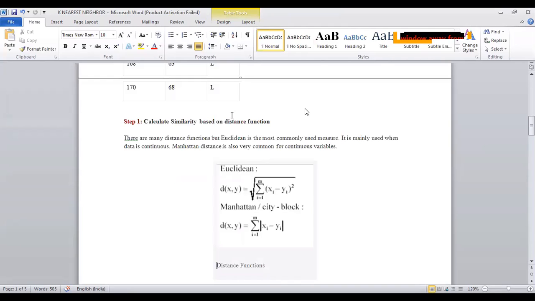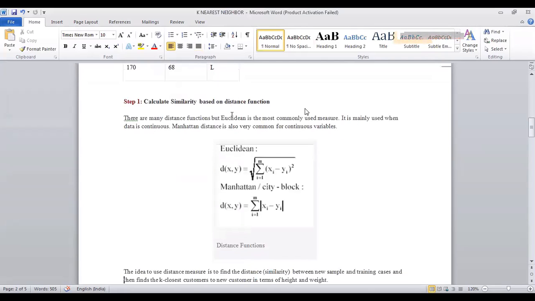So the formula for the Euclidean distance measure is given on the screen. d(x, y) is given by the square root of the summation from i equals 1 to m of (xi minus yi) whole square. Okay, so this is the formula we will be using. Here we have to find the distance between the new data point and all the other data points that are given in this table. You saw the table, so all those are the available data points. And now we will get a new data point. So let's see what that new data point is.